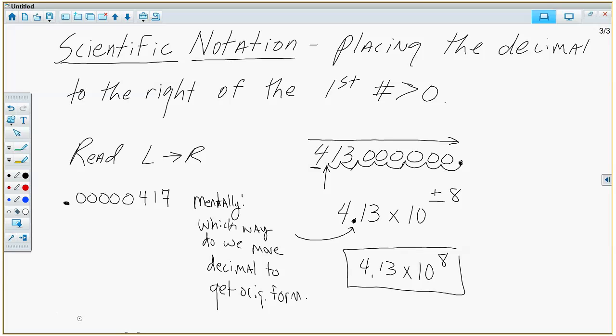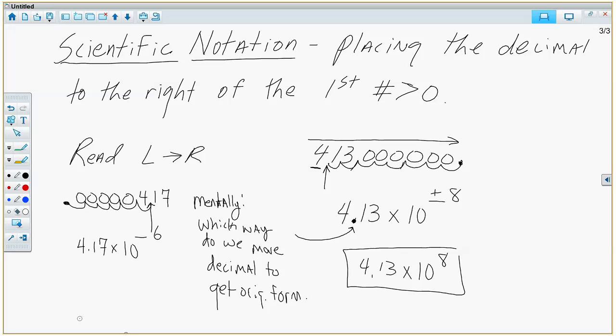All right, so here we go. Where is the first number greater than 0? God, y'all did it right this time. All right. 1, 2, 3, 4, 5, 6. 4.17 times 10 to the blank 6.